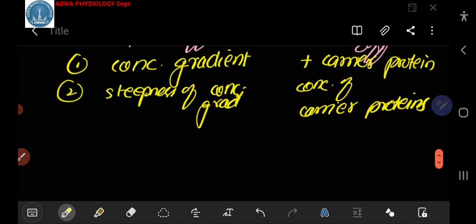I hope that you have learned this concept of transport across the cell membrane and gone through facilitated and simple diffusion. I tried to make it very easy and simple for you, but if there are still some questions or confusions, you are more than welcome to ask.